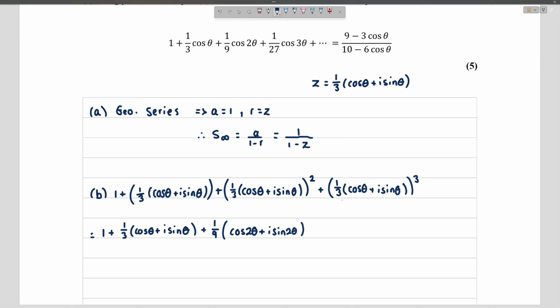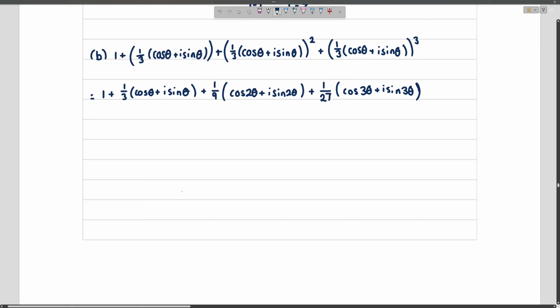For the next one, 1 over 3 all cubed is 1 over 27. I get plus 1 over 27 times, again by de Moivre's theorem, cos 3 theta plus i sine 3 theta. Now at this point, what we need to do is separate the real and imaginary parts. So let's just separate the real and imaginary parts here.